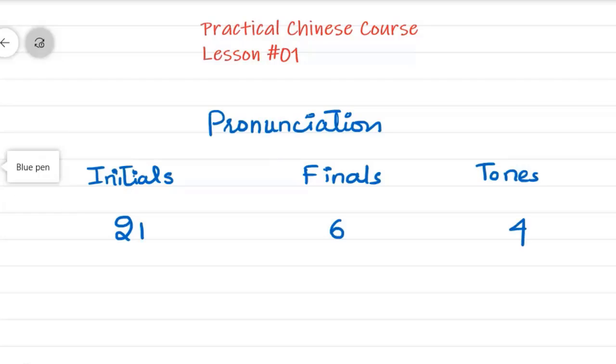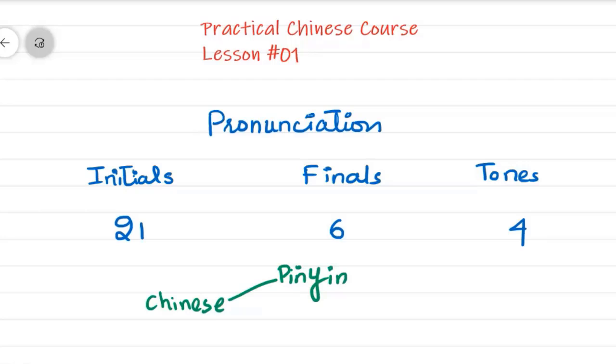I'm making groups for the initials so you can learn step by step, and then one video for the finals and one video for the tones. And for pronunciation, we know that we have two parts. One is Chinese Pinyin, and the second is Chinese characters. These are the two parts of the Chinese language.